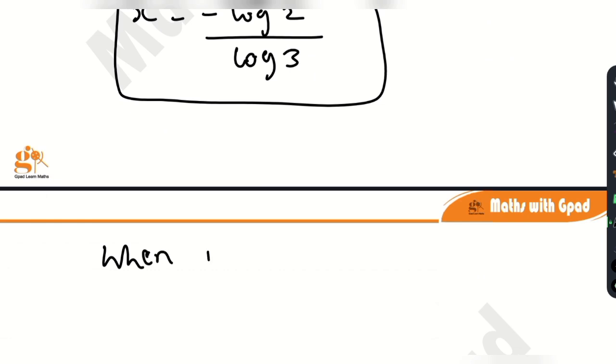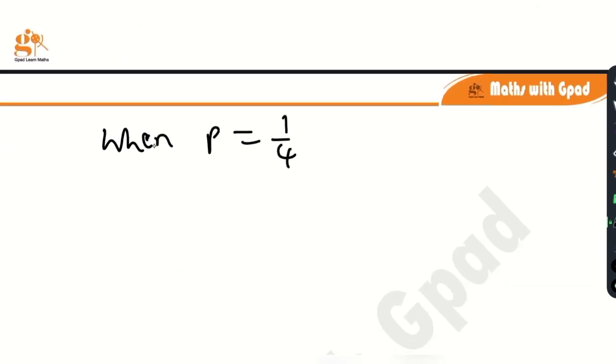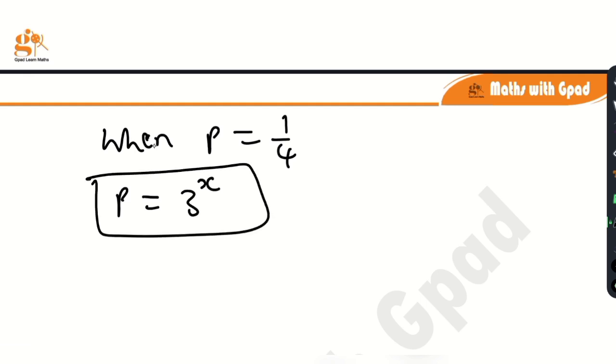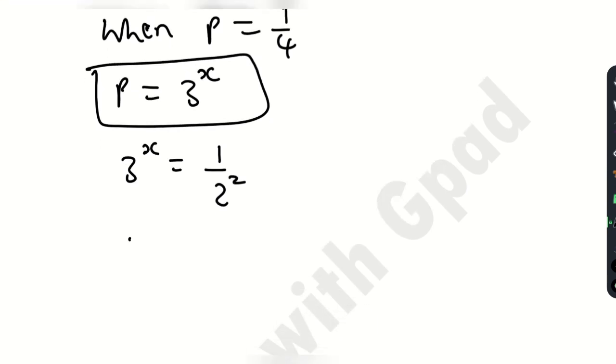we have that p is equal to 3 raised to power x. So let's bring it back. So I have 3 raised to power x is equal to 1 over 4. See, 1 over 4 can be rewritten as 1 over 2 raised to the power of 2. So this is what 3 raised to power x is equal to. What about 1 over 2 raised to the power of 2? I can rewrite it like this: 2 raised to power negative 2.